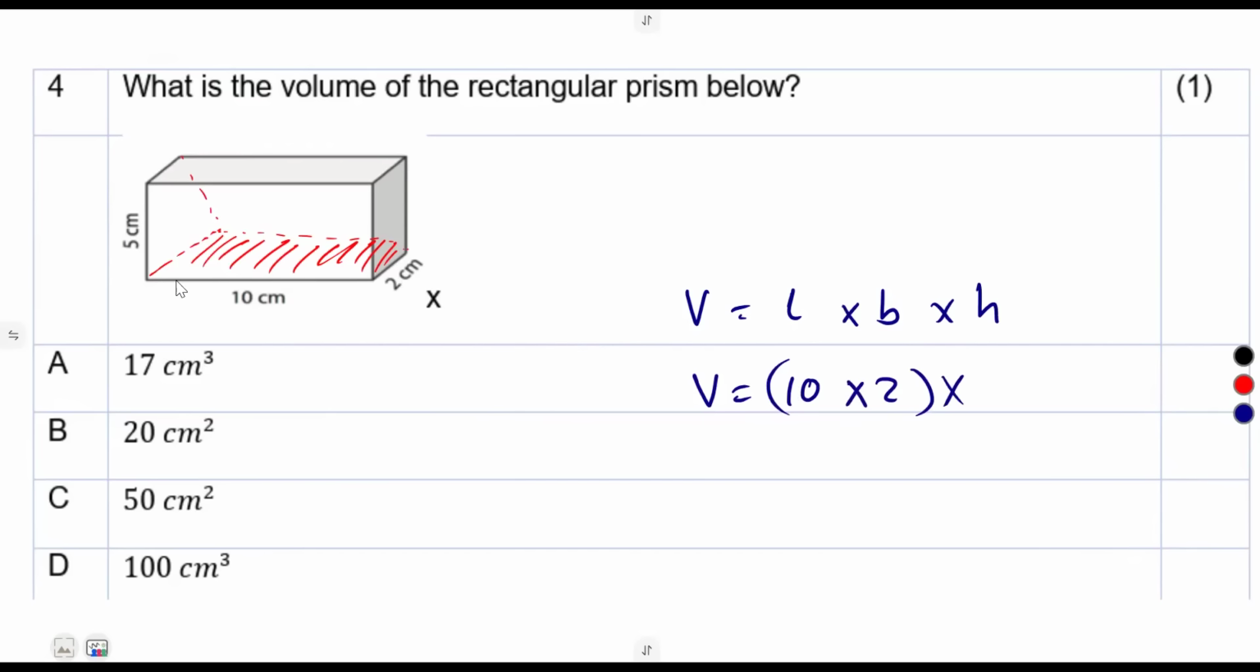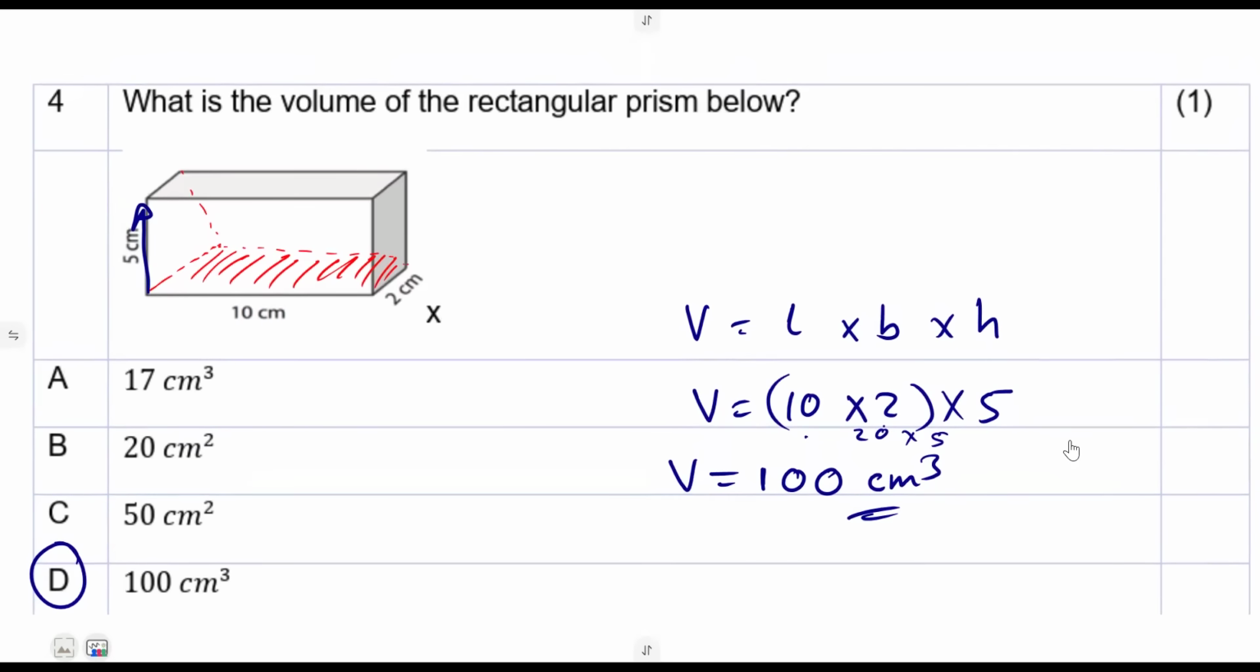Whatever that we're going to have, you multiply to the height, which is what? Which is 5. We've got the volume. So that's it. 10 times 2, which is 20, then 20 times 5, that was going to give us what? 100 cubic centimeters. So the volume, the best answer there was going to be on what? On D, which is 100.